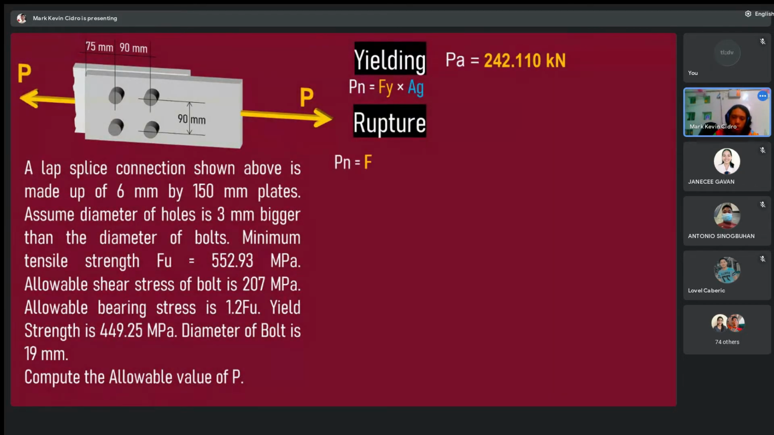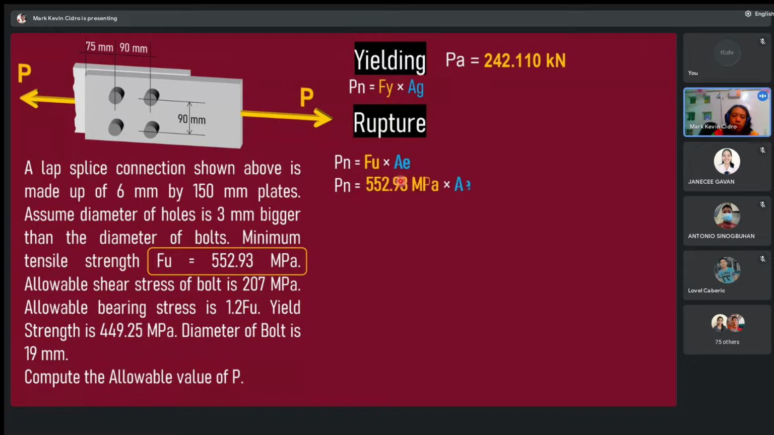What is rupture? Take note, earlier the yielding Pn is equal to Fy times Ag. If it's yielding, we use the yield strength and the gross area. But for rupture, we use the ultimate strength of the material, Fu, and the effective area, Ae. Let me explain first.